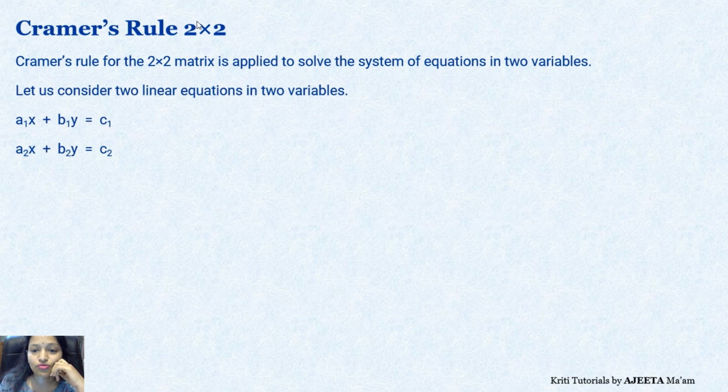Now, Cramer's rule for 2 by 2. Cramer's rule for a 2 by 2 matrix is applied to solve the system of equations in two variables. Now, we have given you a system in two variables here. Let's understand what D is. D will be the determinant formed by the coefficients of x and y, as I said.